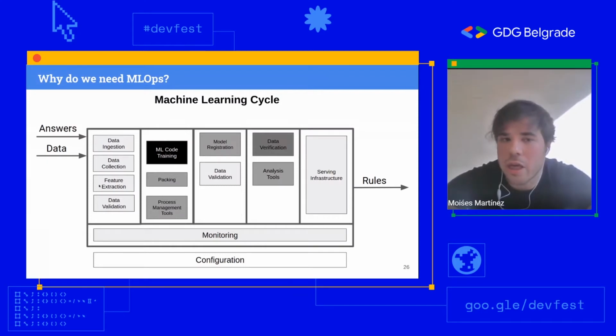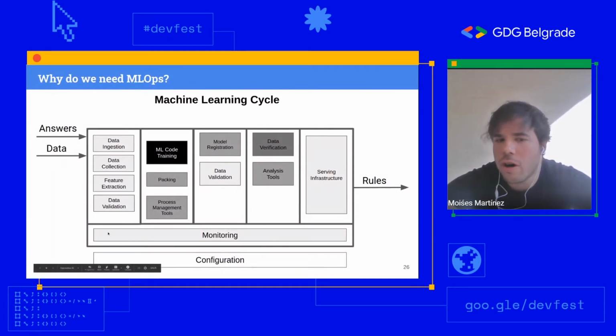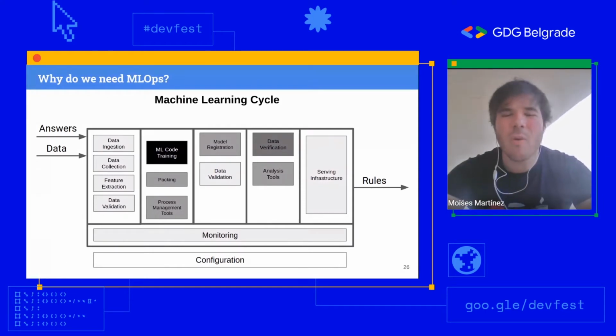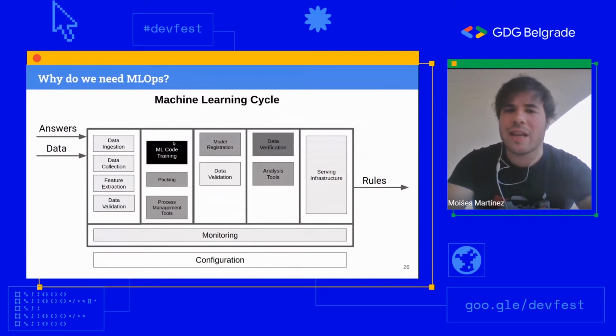We have all the information related with data here: data ingestion, data collection, feature extraction, data validation. We have all the process of training, which is here: the training process, the backend, the process management tools, because we have to manage all the things related with training, the execution of the training process, the backend of the training process, all of this. Finally, we have to register the model, because we have to keep our models, the models that are generating the rules, in some place, and we have to validate this model. We have to verify this model and use different analyzing tools to know if the model is good or not. And finally, we have to serve this model. And of course, we have to monitor all the process and configure different elements of the different processes. Now, if we think from this perspective, we can see that the process is a bit more complicated than only creating a machine learning training process.